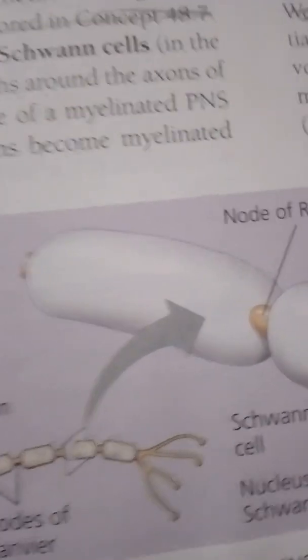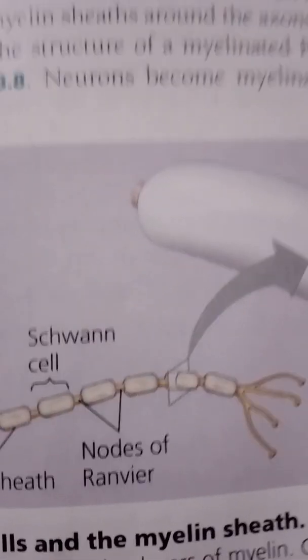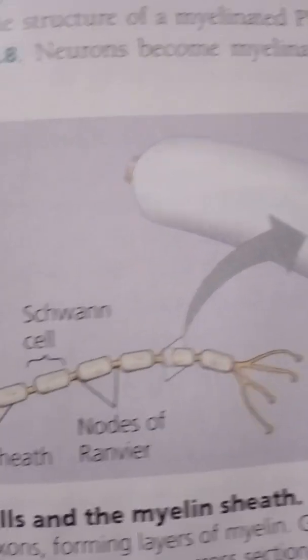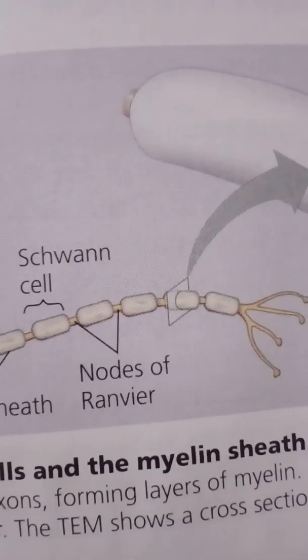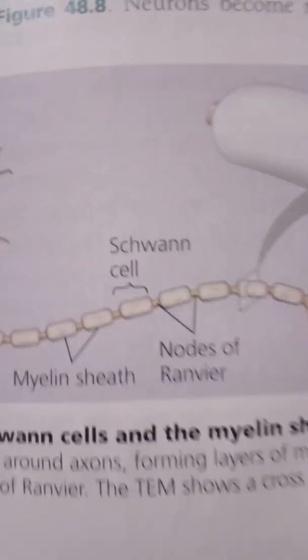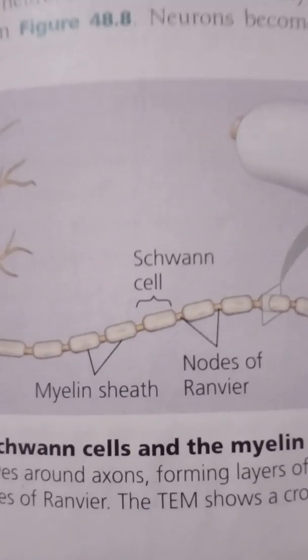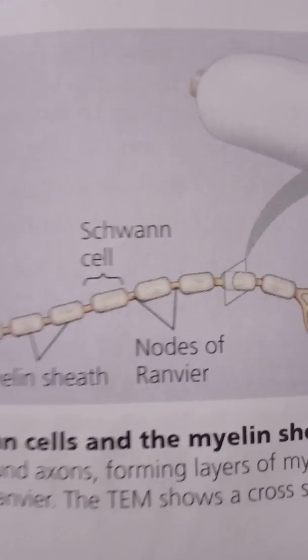Both radial glia and astrocytes can also act as stem cells, generating neurons and other glia. Researchers view these multipotent precursors as a potential way to replace neurons and glia that are lost to injury or disease. Oligodendrocytes in the CNS and Schwann cells in the PNS are glia that form the myelin sheaths around the axons of many vertebrate neurons. The structure of a myelinated PNS axon is shown in this figure.